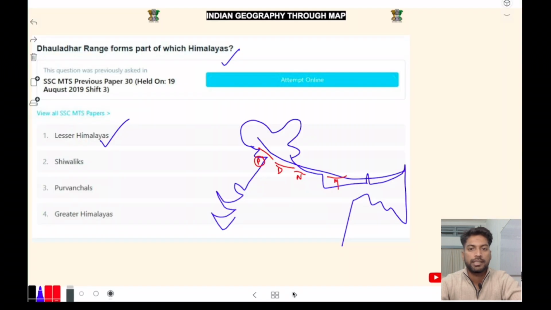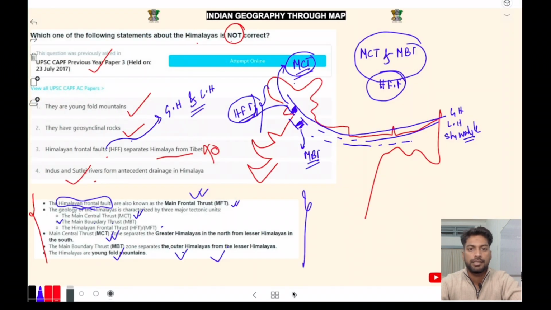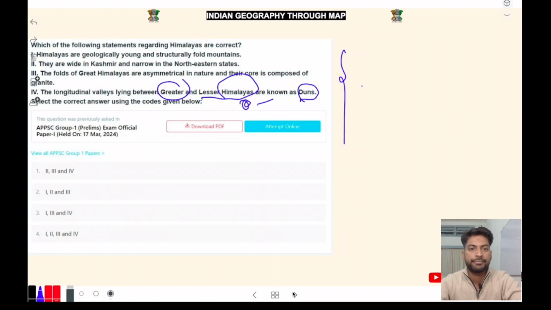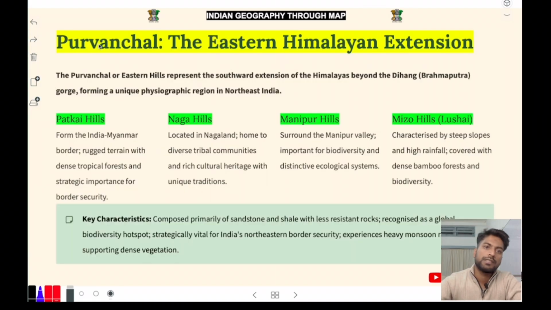Next question. Next. We're about to end. Okay. Now just take some Purvanchal. One Purvanchal is in UP also, but this Purvanchal is different.